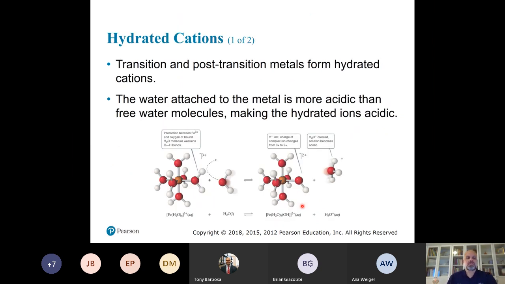And the reason for that is shown on this slide here. We have what are known as hydrated cations. So when we're talking about the transition and post-transition metals, you're talking about all of the metals other than group 1 and group 2. So any of the transition metals, the post-transition metals, the lanthanides, actinides, and group 3, all the metals other than group 1 and group 2.